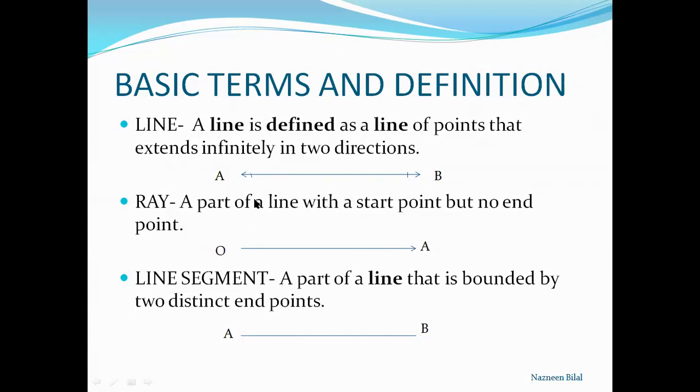A part of a line, if we take a part of a line with one endpoint and the second part has no endpoint, that means we have a starting point and we don't have an endpoint of that part of a line, then it will be called a ray. A line segment will be the part of a line which is bounded by two distinct points. So here AB is a line segment which has a definite measurement.